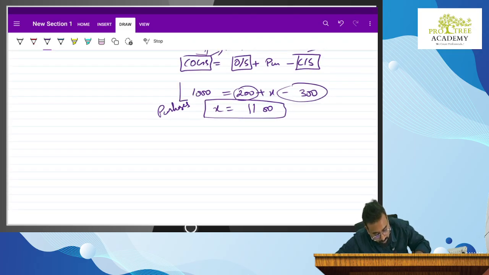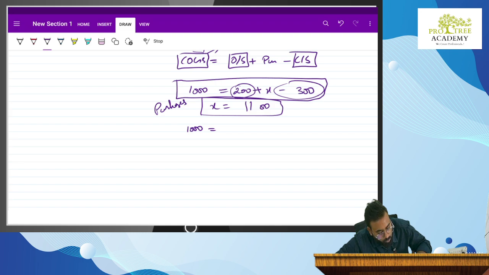Sir, simple. 1000 you keep as it is here. This will be 200 minus 300, which is minus 100. Correct? X minus 100. Can we say like that? So, x is equal to 1000 plus 100. Clear? Everyone? Yes. So, this is my total purchases.